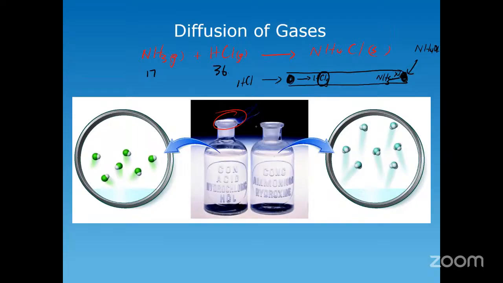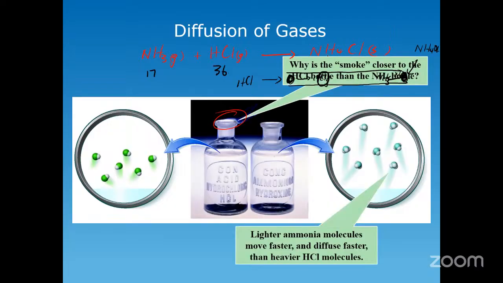Again, for the same reason. The ammonia travels faster compared to the HCl, so by the time they meet, they'll meet closer to where the HCl source is, and therefore the reaction will take place. In this setup you see a white ring of solid ammonium chloride form. Okay, so I was about to talk about effusion. Oh, so that's the answer right there. Lighter ammonia molecules will move faster.